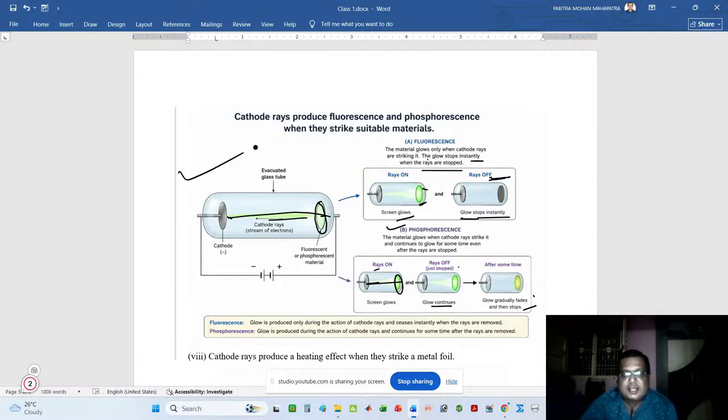Look at that in this diagram. Clearly, I have explained.